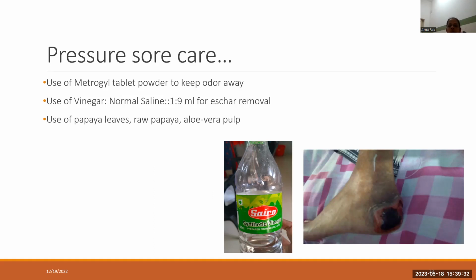Use of papaya leaves is also done. Raw papaya is also used, and aloe vera pulp is also used. So here, when the wound surface is even, you can place the paste over the dressing material, and then keep it over the wound. Okay, and otherwise, you have to crush it and make the pulp of it. Then that will also help. It is also a good healer.